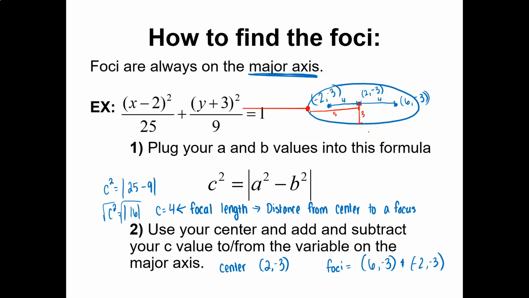The foci distance should always be shorter than the distance from the center to the vertex, right? Because it's going to be on the inside of the ellipse. And we use this formula to find what that's going to be. If the number underneath the x is bigger, it's going to be wide because you'll go further to the left and right than you do up and down. If the number underneath the y is bigger, it'll be tall. Okay? So you will have to find foci, but you will be given the c squared equals a squared minus b squared formula for that.